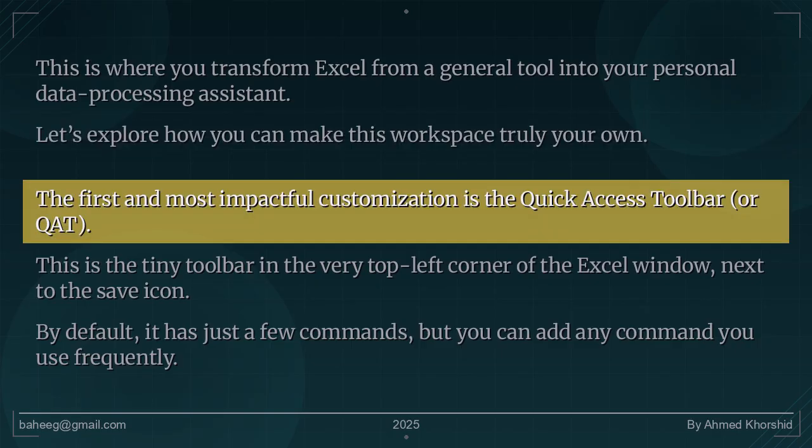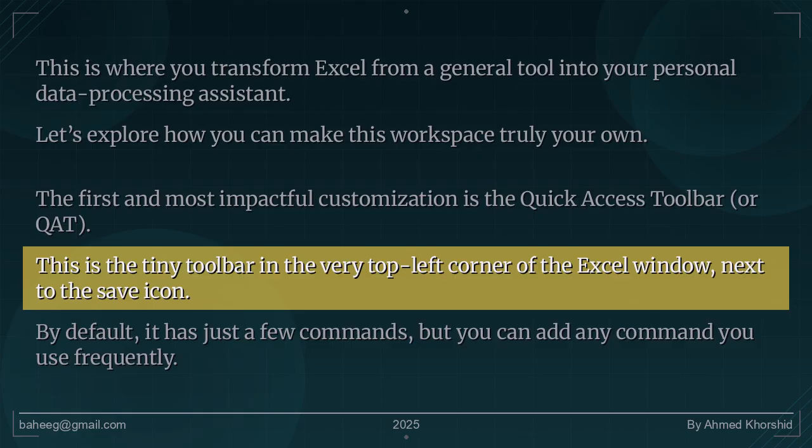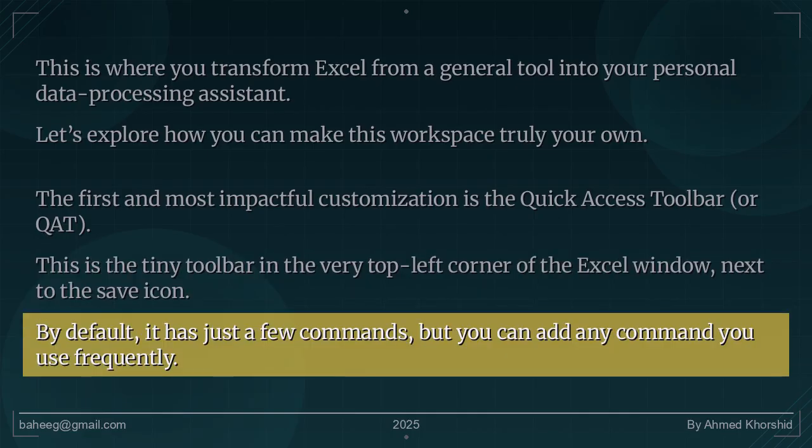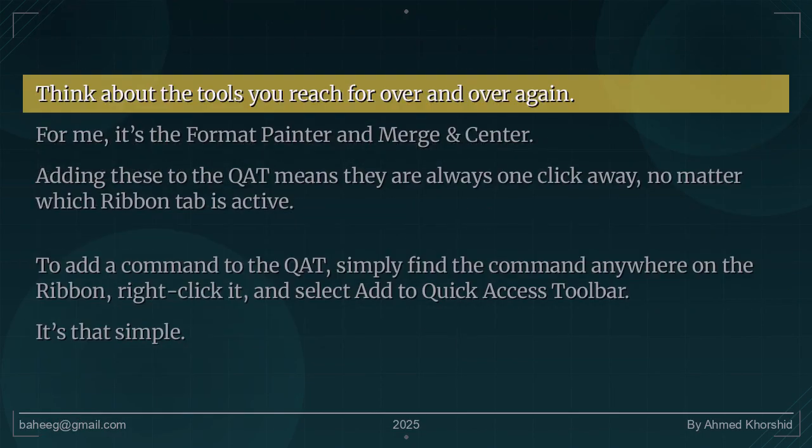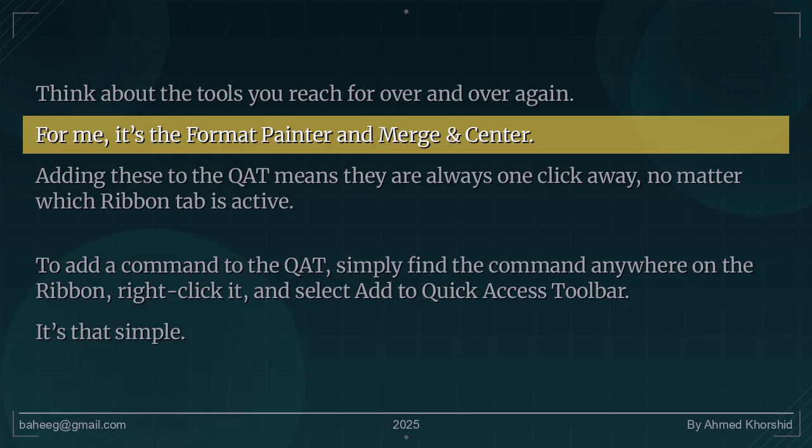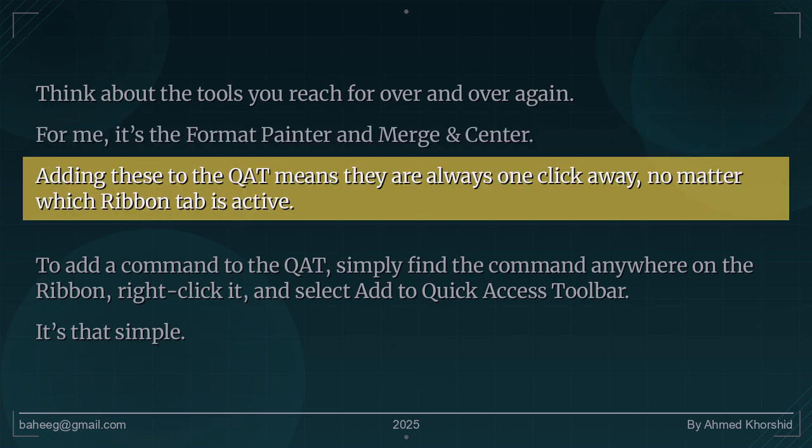The first and most impactful customization is the Quick Access Toolbar, or QAT. This is the tiny toolbar in the very top left corner of the Excel window, next to the Save icon. By default, it has just a few commands, but you can add any command you use frequently. Think about the tools you reach for over and over again. For me, it's the Format Painter and Merge and Center. Adding these to the QAT means they are always one click away, no matter which ribbon tab is active.